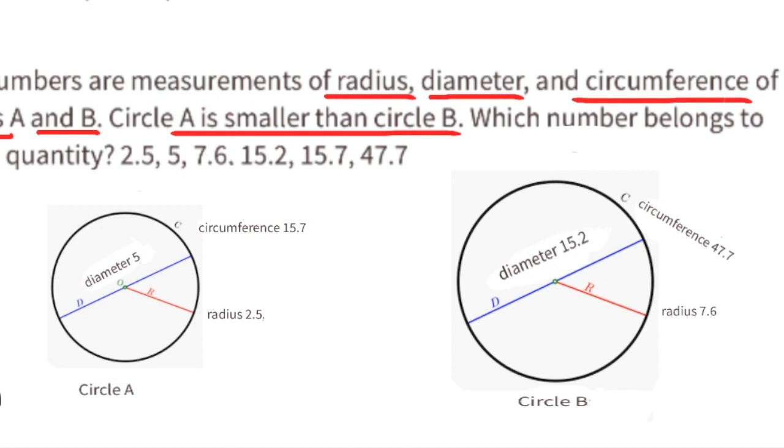Let's look at the other numbers. 7.6 could be the radius of circle B, and 7.6 times 2 would be 15.2, so the diameter of circle B would be 15.2. That leaves us with 47.7, so the circumference would be 2 times pi times the radius. And in this case, 2 times pi times 7.6 equals 47.7.